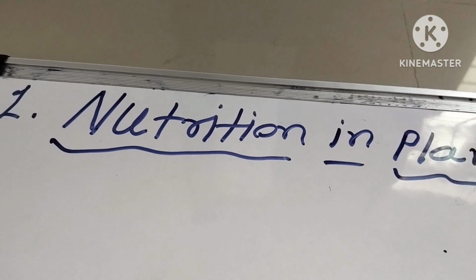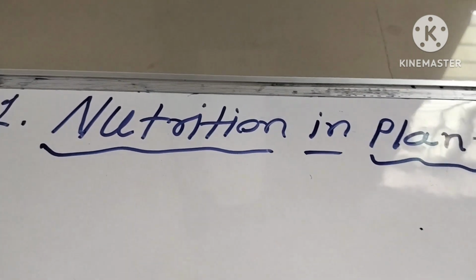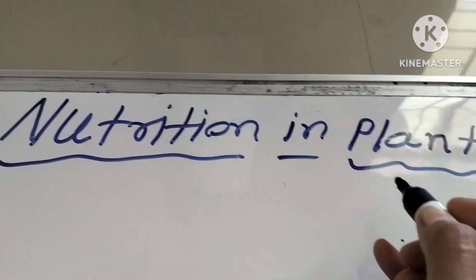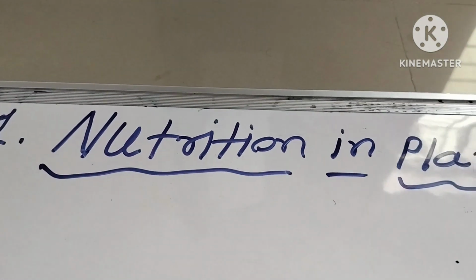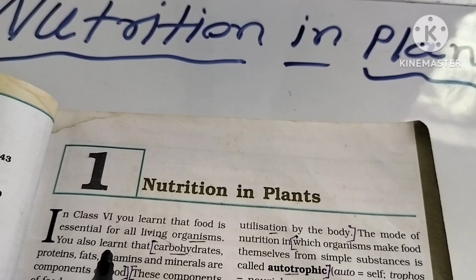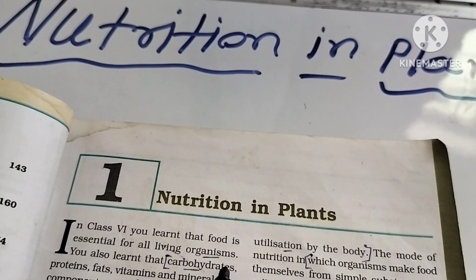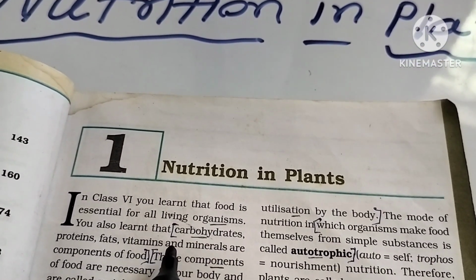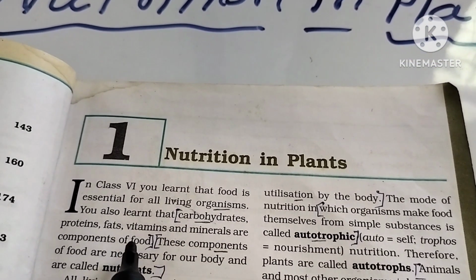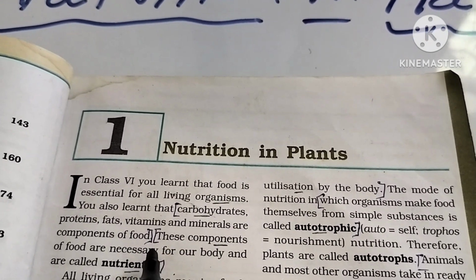It is based on CBSE board science lesson number 1, nutrition in plants. Now in that, what is nutrition? First we are going to see this one. In standard, you learned that food is essential for all living organisms. You also learned that carbohydrates, proteins, fats, vitamins and minerals are components of food.